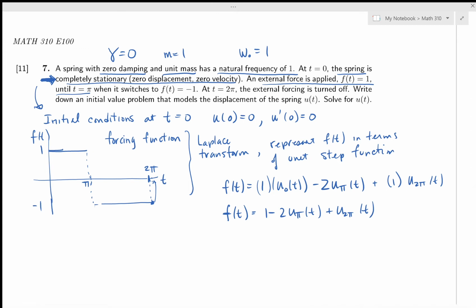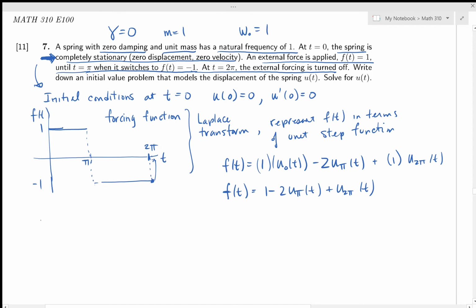All right. So I've now handled this part here. In fact, I've handled it all the way to here. Write down an initial value problem that models the displacement of the spring. Okay. Write down an initial value problem that consists of a differential equation and initial conditions. Be as careful as you can to read the question and answer what the question is asking. Okay, so I've already determined these initial conditions. That is, u of 0 is 0 and u prime of 0 is 0.